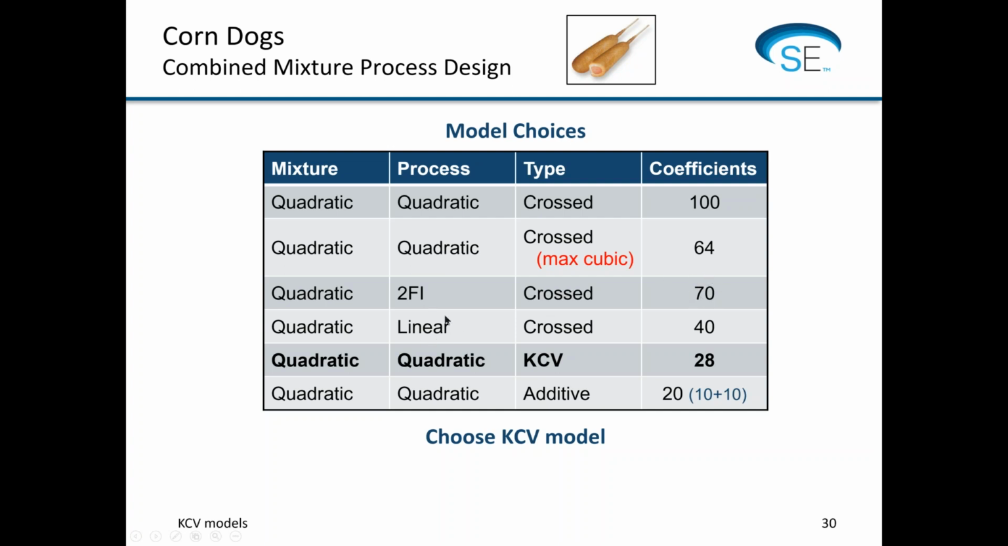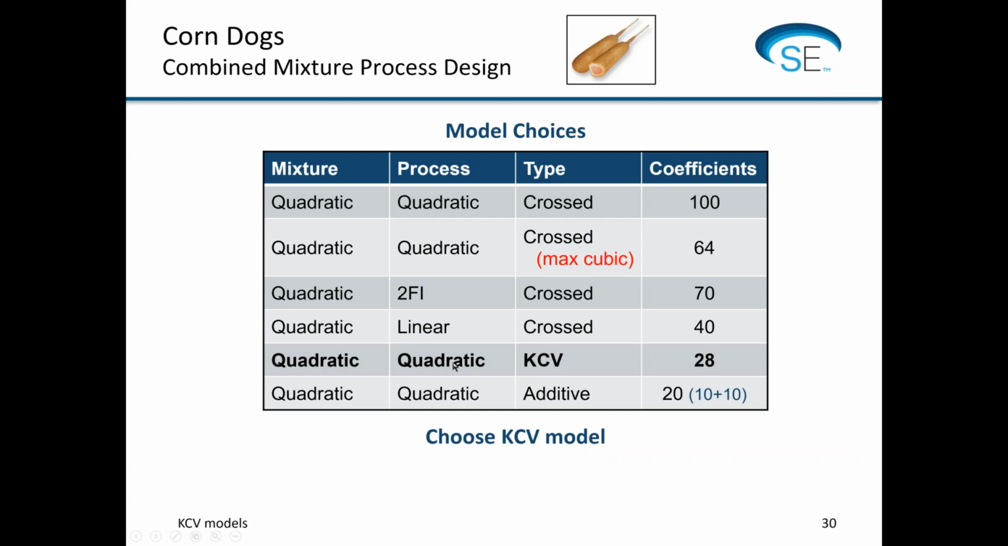I could go with a quadratic and say, well, I'll just go with linear for the process. I think that's a little risky when you're looking at time and temperature in the oven. They are going to interact. But if you did that and crossed it, you're still at 40. And now you've only got the linear by linear terms that you have in the KCV.